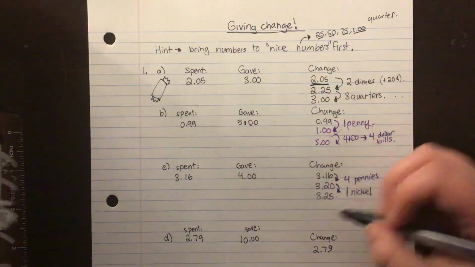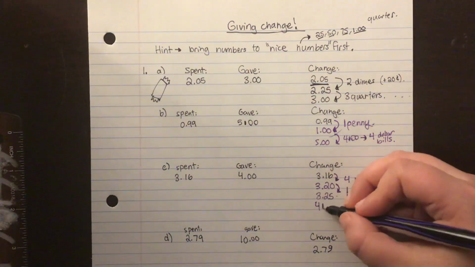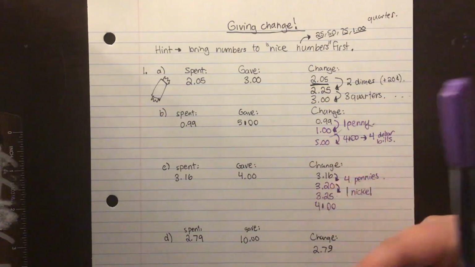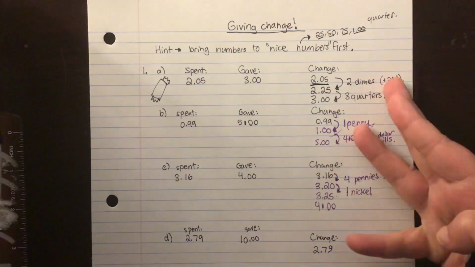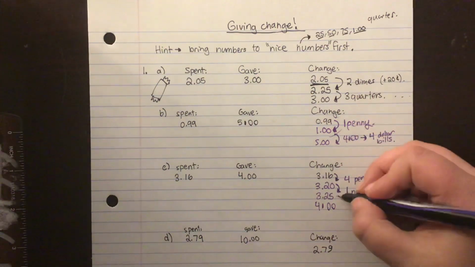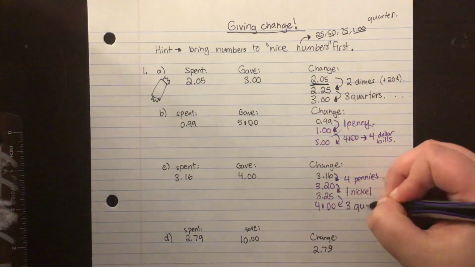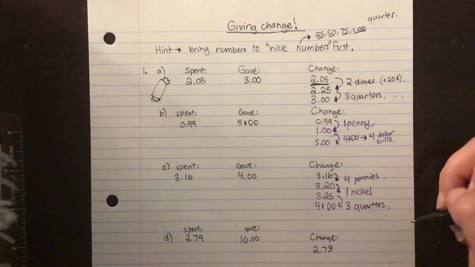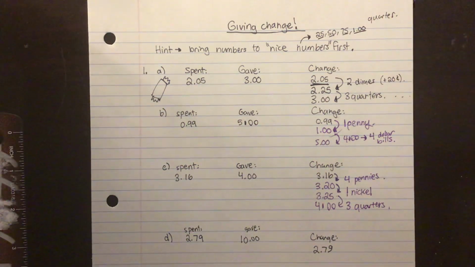And then we need to get to $4 still. So 25, 50, or sorry, we have 25 already. So 50, 75, another $1, that's 3 more quarters. So the change I need is 4 pennies, 1 nickel, 3 quarters. There we go. And finally, we have this last one here.